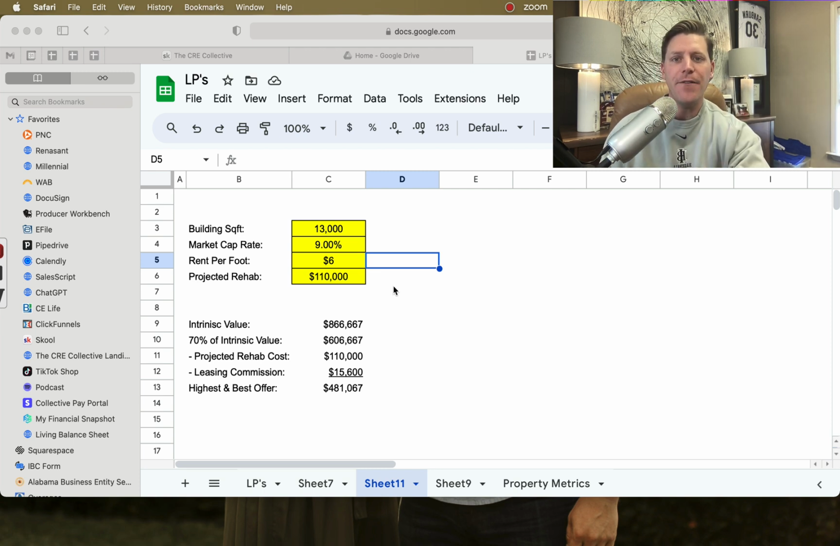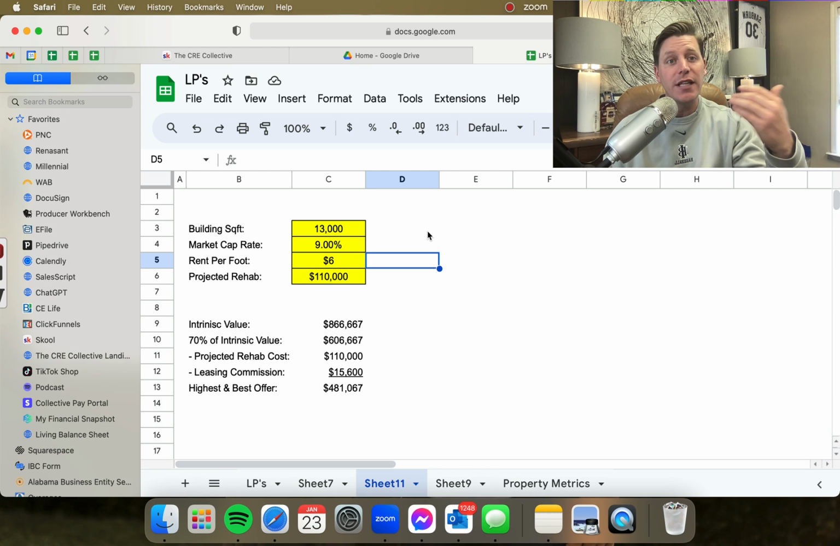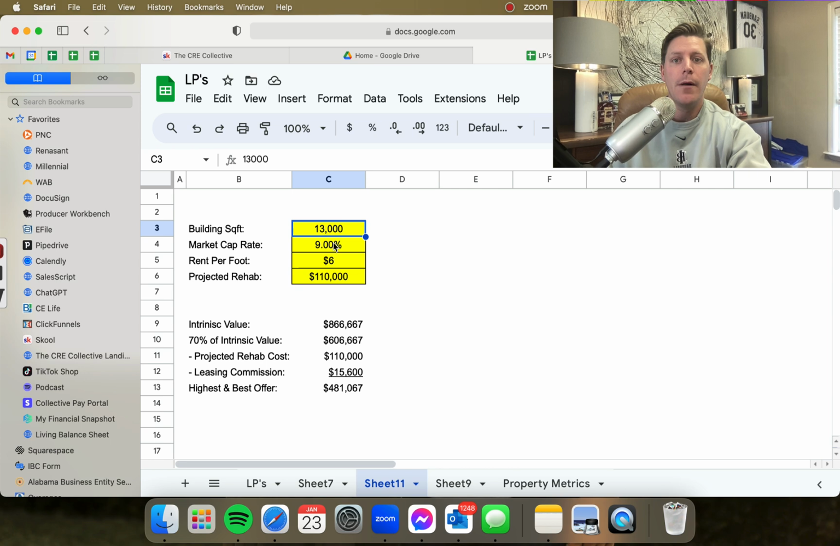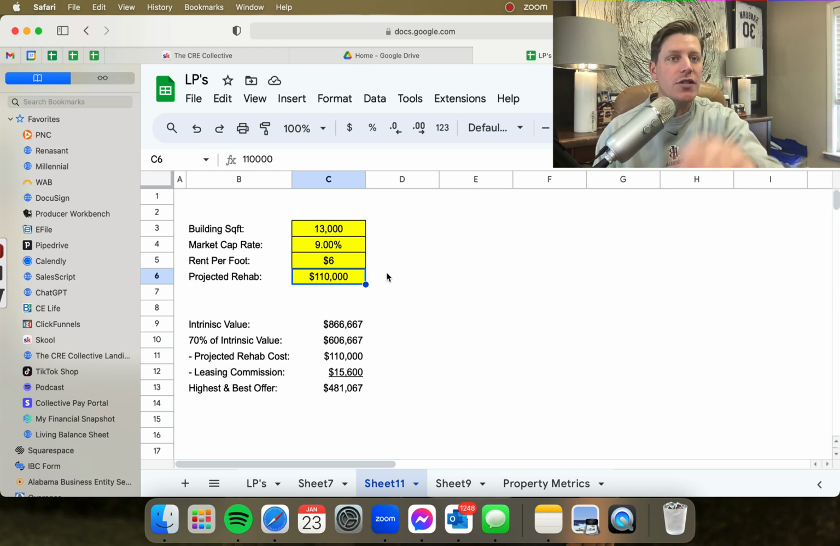So let's say, for example, that there's a building for 13,000 square feet. These are the exact same steps that I go through when I'm buying my own buildings. Let's say there's a 13,000 square foot warehouse. The market cap rate is 9%. The rent per foot is $6, and the projected rehab is $110,000. All those numbers are variables, but let me start from the beginning.